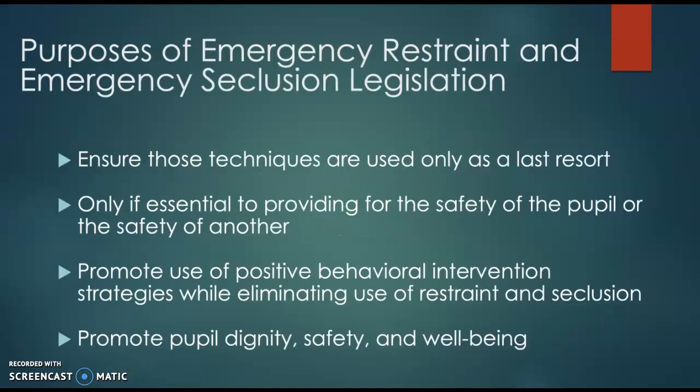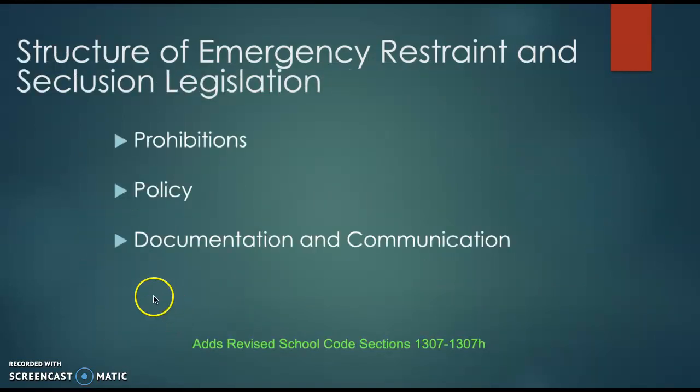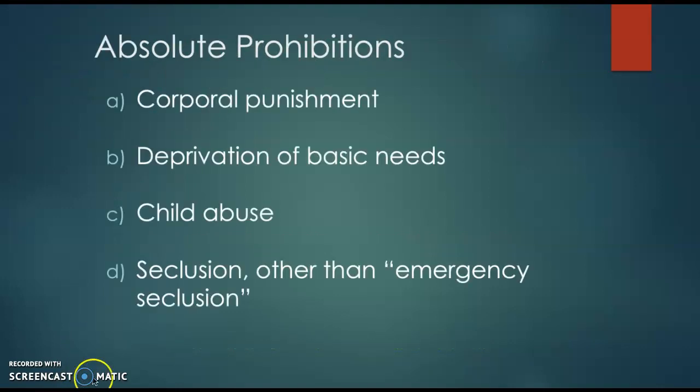I'm going to skip over this one. As I mentioned before, we want to make sure that seclusion and restraint is the last resort. It's safe for the pupil and safety of everyone else. Promotes positive behavior intervention strategies. We want to use best standards and practices. We want to also make sure the student is being treated in a dignified manner and it's safe and it's for the student's well-being. So now we're going to look at prohibition policies and documentation and communication.